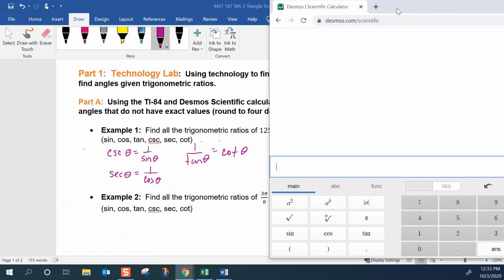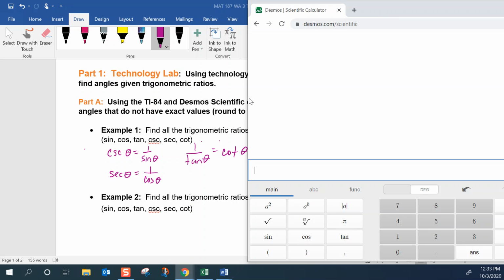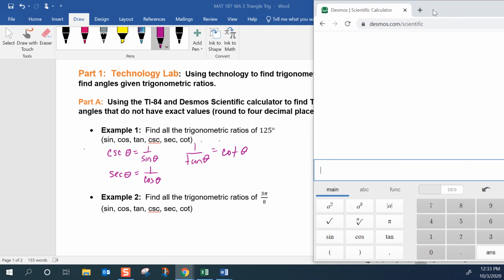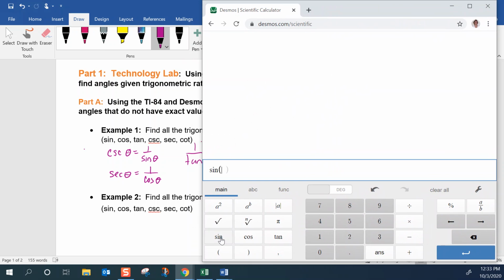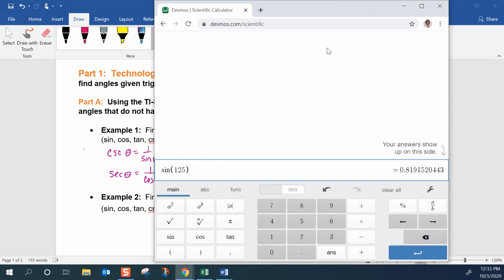So if we want to find the sine, let me scoot this over here, make it small enough. So if we want to find the sine, cosine, and tangent of 125 degrees, we click on sine, make sure you're in degrees, 125, into the parenthesis, and we get 0.8192. If we want the cosine, let me scoot over here, hit enter to get to the next line, cosine, 125, into parentheses, it shows up over here, hit enter to go to the next line.